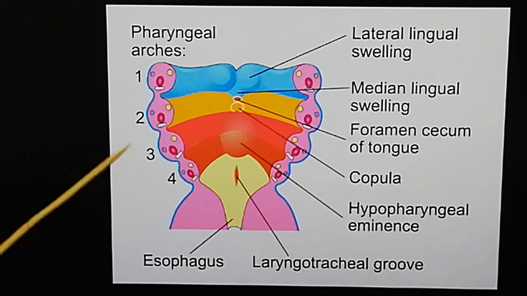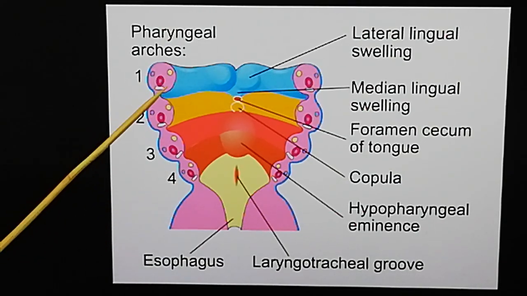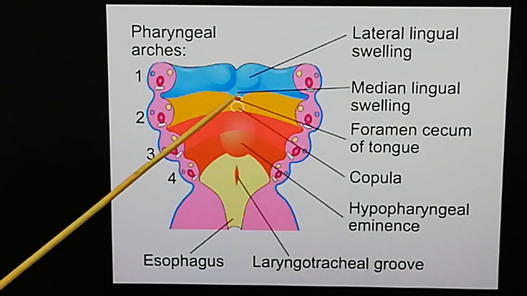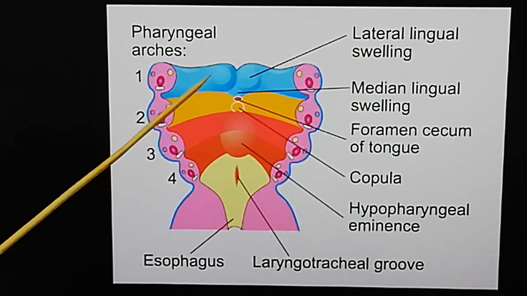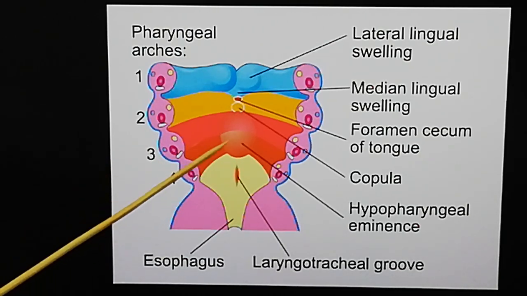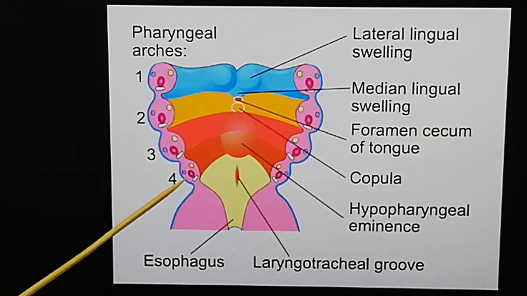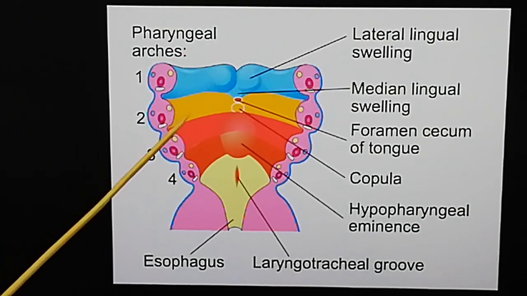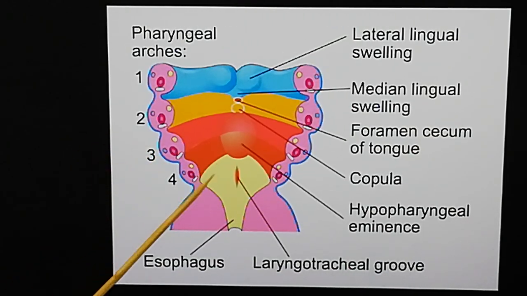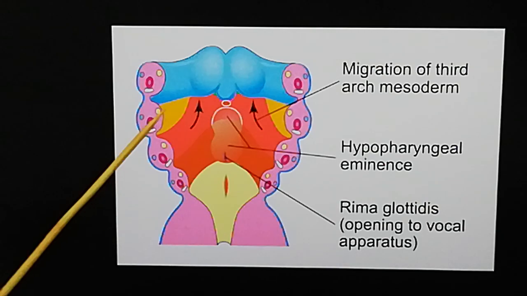That happens with all these arches. So the first arch contributes in the formation of median lingual swelling or tuberculum impar and the lateral lingual swellings. Then this hypobranchial eminence or cupula is being formed by the second, third and fourth pharyngeal arches. Now we can see how they will align themselves in the formation of a definitive tongue.